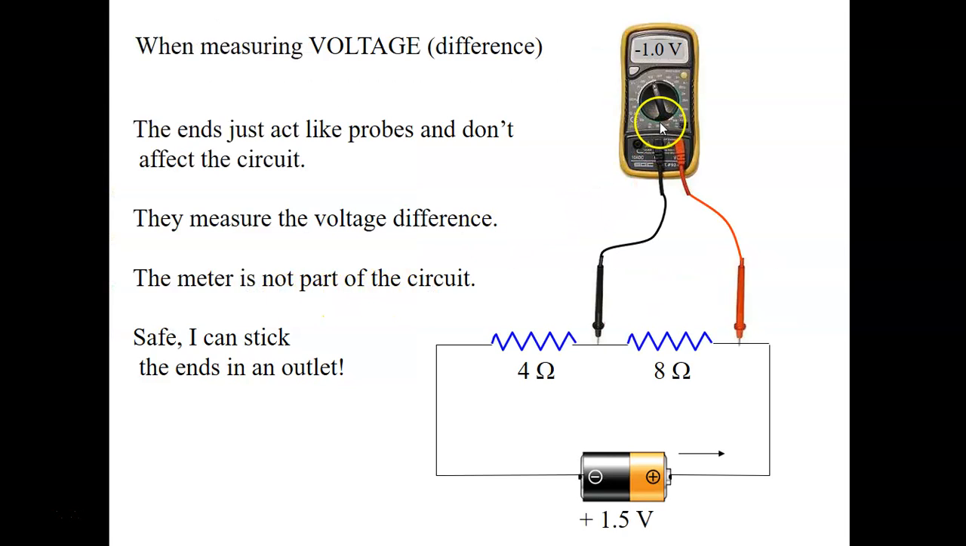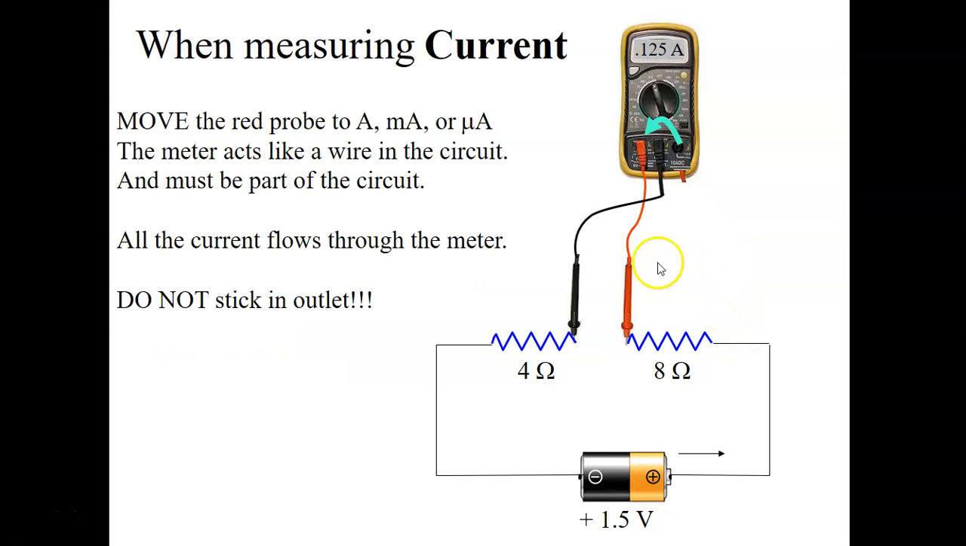If you've got the meter set to voltage, then the meter just acts like an outsider, and you can stick the probes anywhere on the circuit, and it'll tell you the voltage difference across the two probes. You don't have to disconnect anything. You just drop your probes in, make contact with metal, and it'll tell you what the voltage drop or voltage increase is. If you're measuring current, you've got to set this to current. There's an amp, a milliamp, or a microamp setting on the dial.